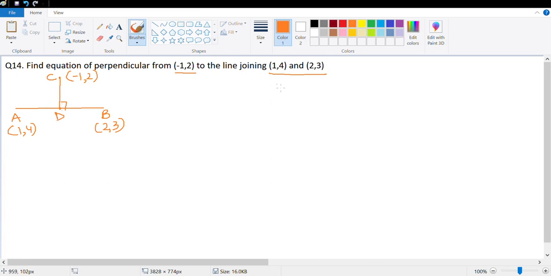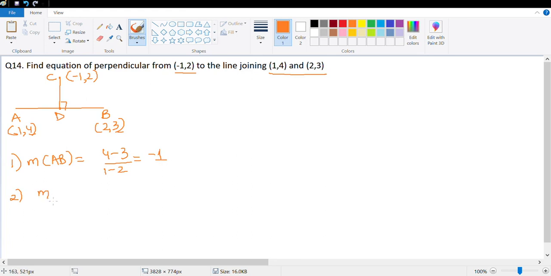That's what they want. Okay, so we know the slopes of perpendicular lines, if you multiply them, equal negative 1. Let's figure out the slope of AB first. So slope of AB would be equal to (4 minus 3) upon (1 minus 2). That's correct. 4 minus 3, 1 minus 2. That's 1 upon negative 1, which means negative 1.